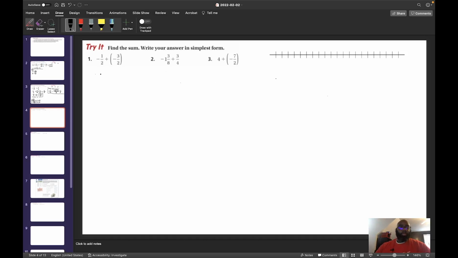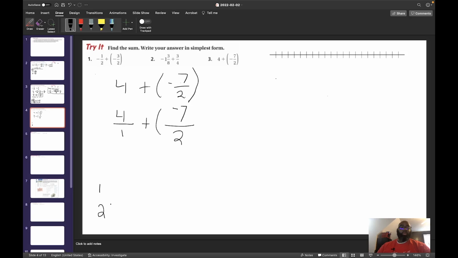The third one is going to be this one: 4 plus -7 over 2. This is a whole number, so that whole number, if you see it by itself, is just over 1. So 4 over 1 plus -7 over 2. The denominators are not the same, so let's find the common denominator.